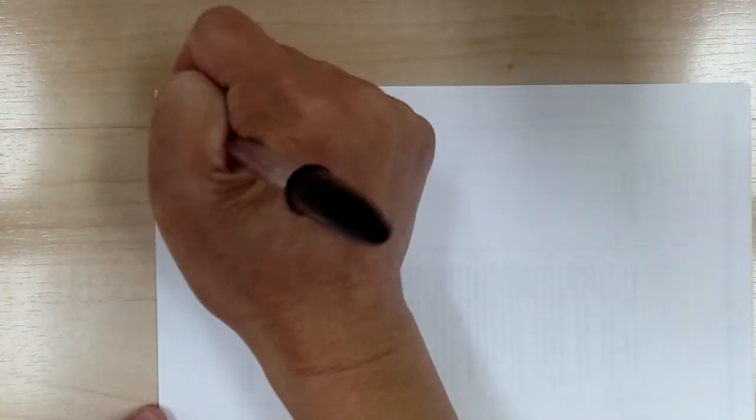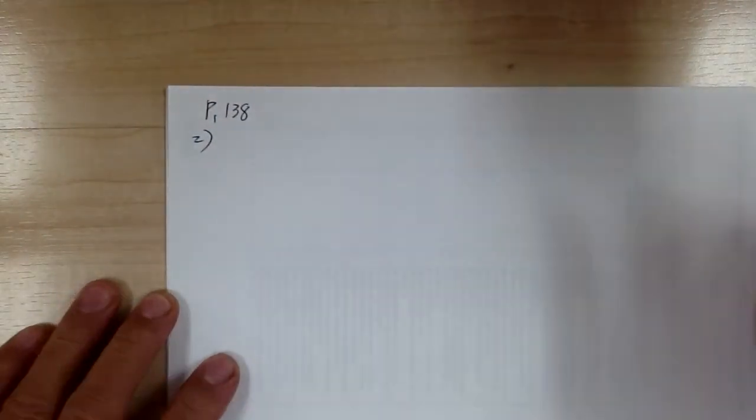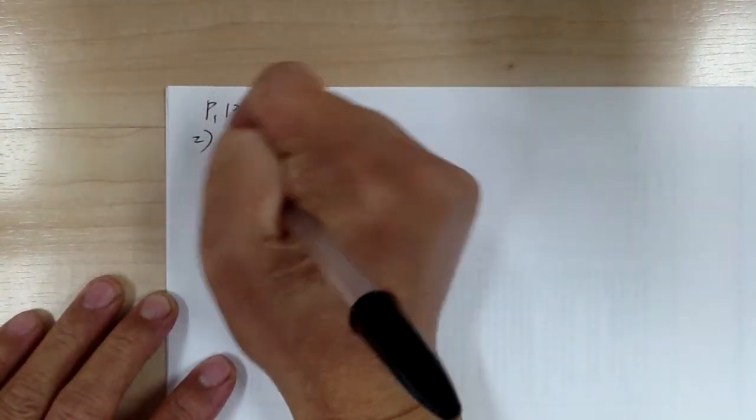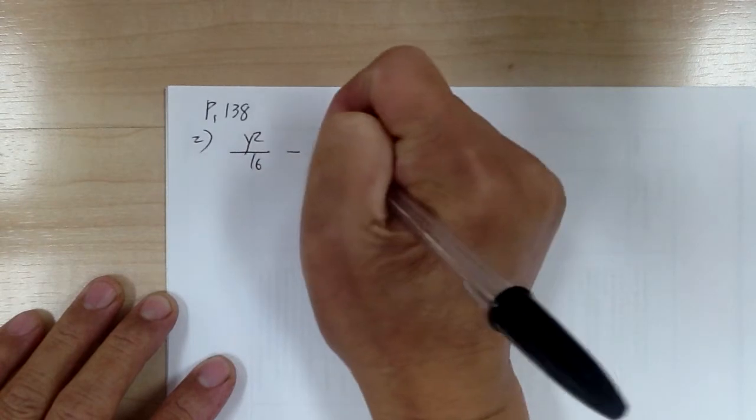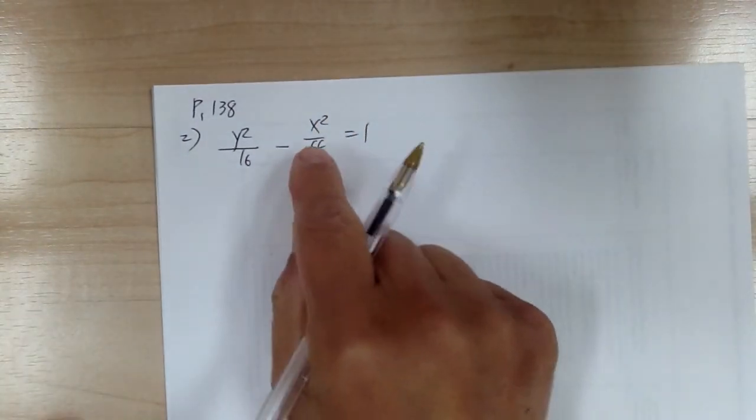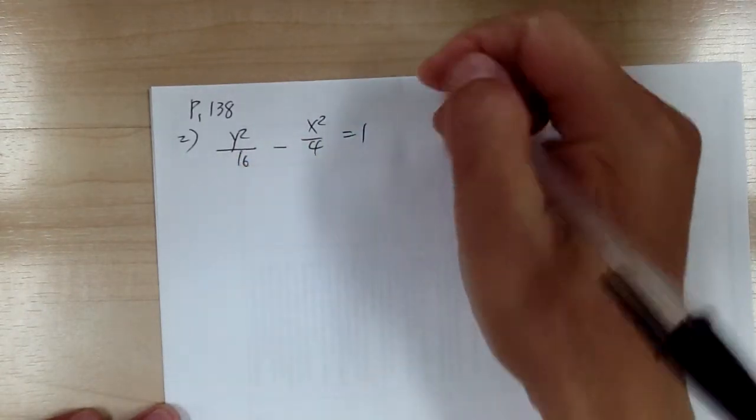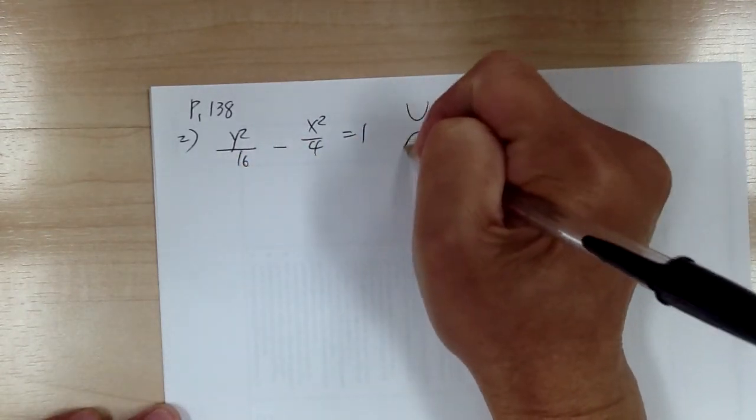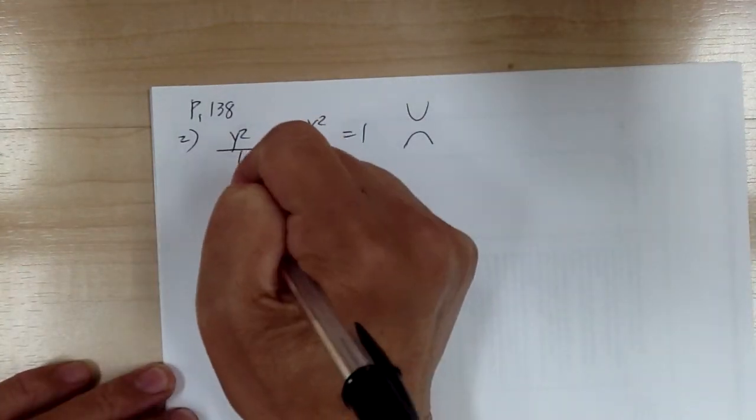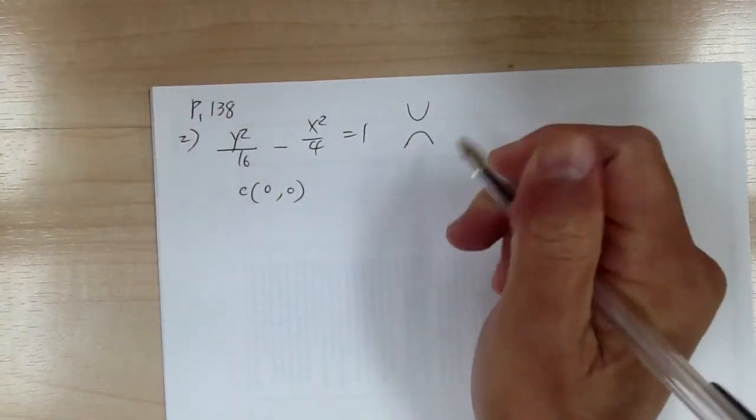Let's go to page 138 and start with number 2. So you have y squared over 16 minus x squared over 4 equal to 1. So this is the difference of the squares. So this is going to be a hyperbola, and it's going to be in the y direction. So the graph is going to go this way. Okay, and the center is going to be at 0, 0.